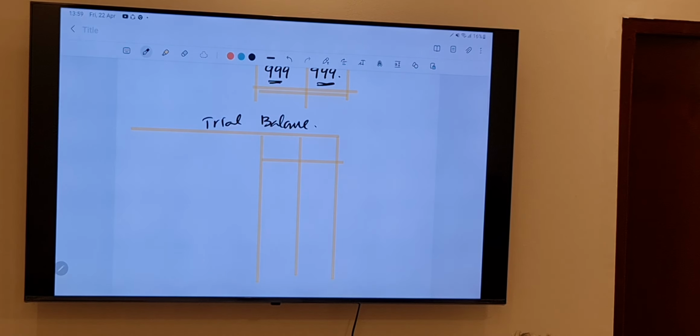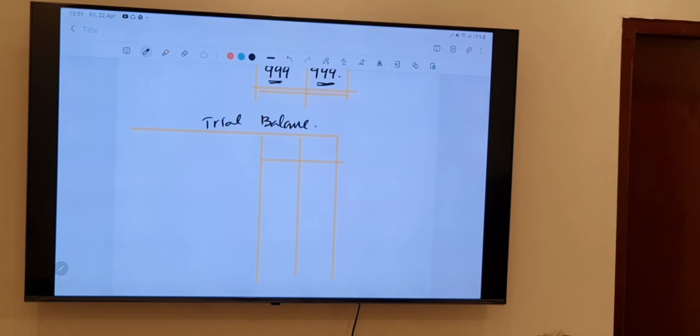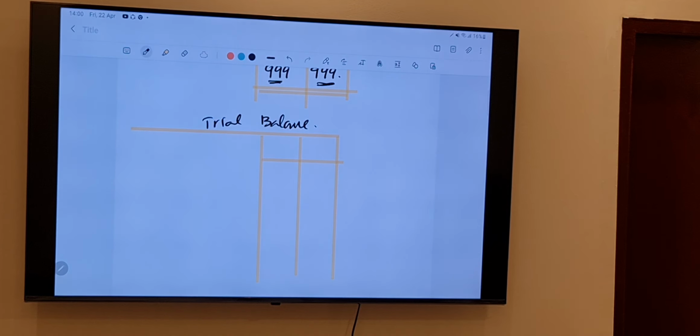Is a trial balance prepared for a covered period or a given date? Given date. Please remember, a trial balance is prepared on a given date. It's not for 6 months or 3 months. It's for, say, the 22nd of April 2022. It's not from 1st January to a period. Okay. Now we have the debit column and the credit column.